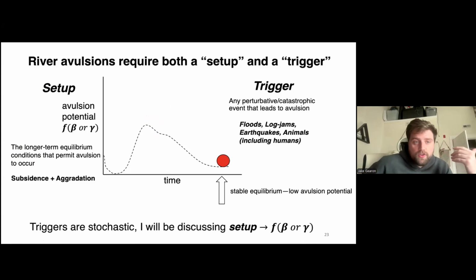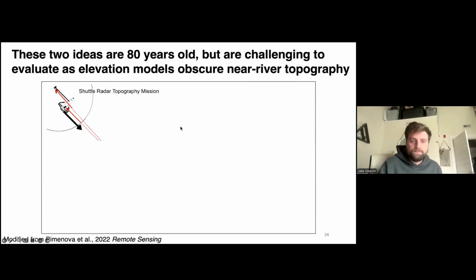So because triggers are stochastic and they happen all the time, what is generally discussed, and what I'm going to be discussing today, is the setup, or that development of the conditions that allow avulsion to occur. So these two ideas about river avulsion setup are, formally, maybe more like 30, 40 years old, but the generative ideas that go back to them are around 80 years old. I mean, you can trace a lot of them back to Fisk. But they're challenging to evaluate as elevation models generally and historically have obscured near river topography.